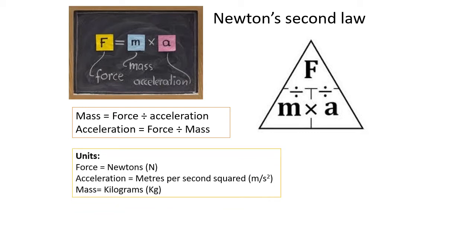So this is the equation. F equals ma. Force is equal to mass times acceleration. And as we know, the unit of force is Newton, acceleration is measured in meter per second square, and the standard international unit of mass is kilogram.